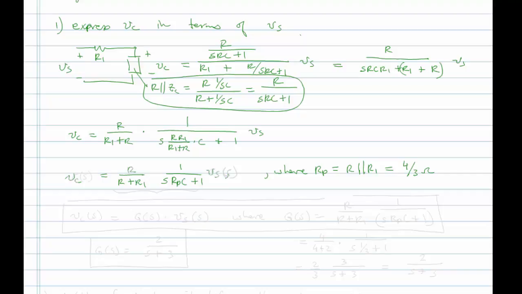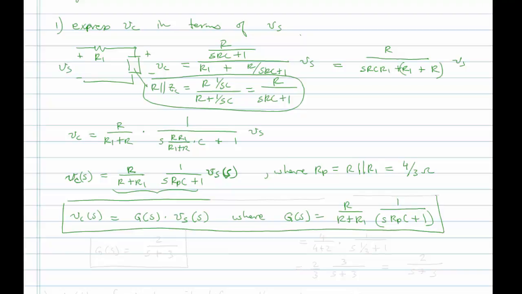And then what I'm going to do now is, just to be clear, I'm going to write this voltage and this voltage as a function of S. Okay, now it is in the end a function of t, but we're going to start to drop the t and just use S. You notice that this transfer function here does not involve t. It never will. A transfer function will never involve t. So let me rewrite this one last time, where G of S is equal to R over R plus R1, 1 over S RP C plus 1. Okay? That's a significant result for us.